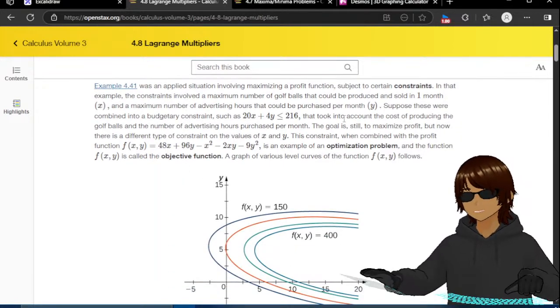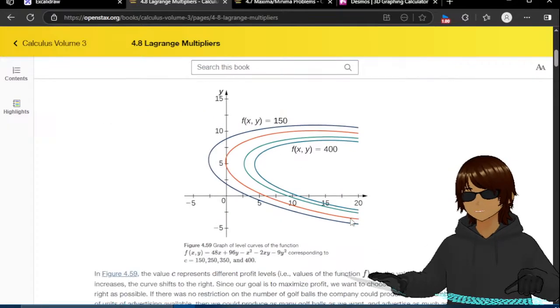The goal is still to maximize profit, but now there's a different type of constraint on the values of x and y. This constraint, when combined with the profit function, is an example of an optimization problem, and the function is called the objective function. A group of various level curves of the function follows. So these are graphs of level curves corresponding to all this.